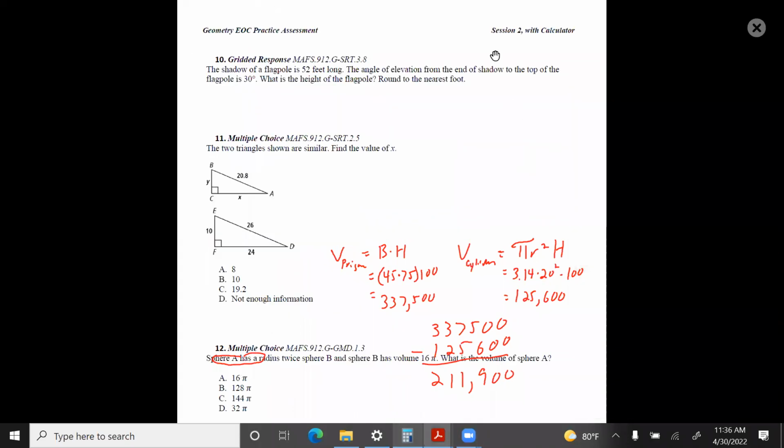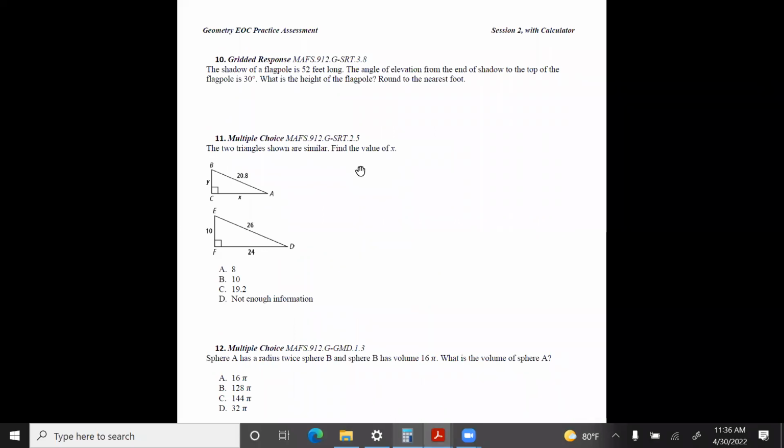All right. Next. Number 10. The shadow of a flagpole is 52 feet long. The angle of elevation from the end of the shadow to the top of the flagpole is 30. What's the height of the flagpole? Round to nearest foot. So draw this out.